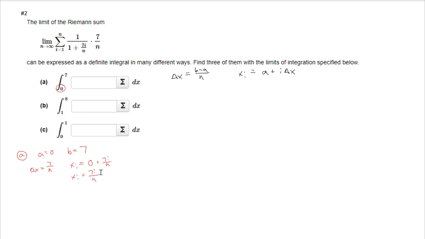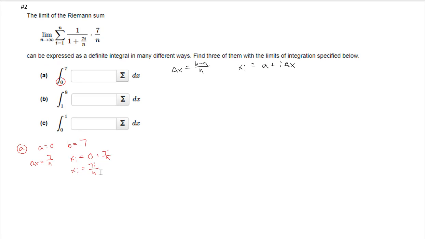Now we go to our original function. We have the limit as n goes to infinity of, and we don't need to write all this sequence stuff, let's just write the function: 1 over 1 plus 7i over n, times 7 over n. This is our function, and we're trying to pick out our delta x and so on. There's our delta x right there, and our x sub i is right there.